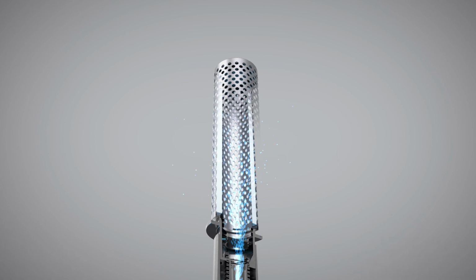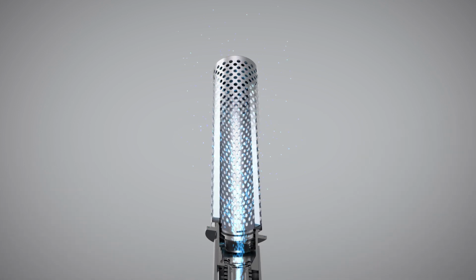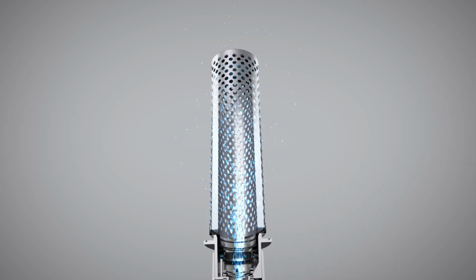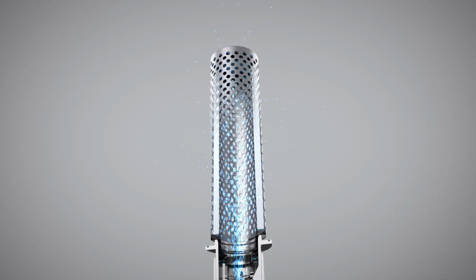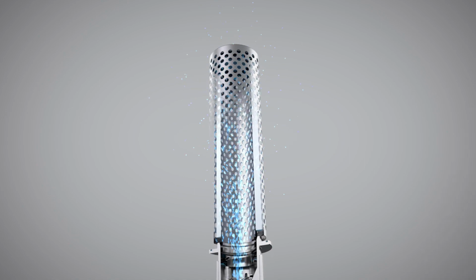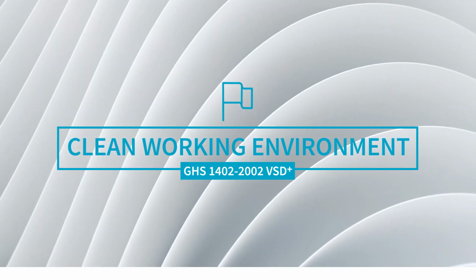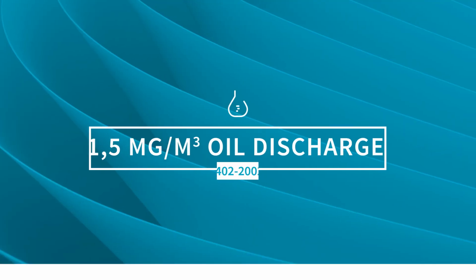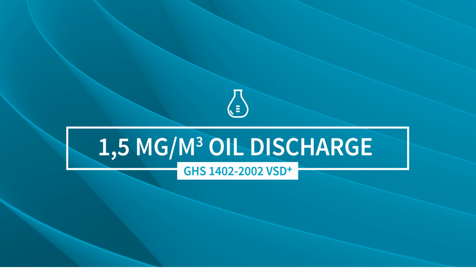The third and final stage uses classic filtration. By this last stage, the oil concentration in the air and oil mixture has already been lowered significantly. The remaining oil is then filtered by an oil separator filter. The end result is a significantly cleaner working environment. The oil discharge is lower than 1.5 milligrams per cubic meter.